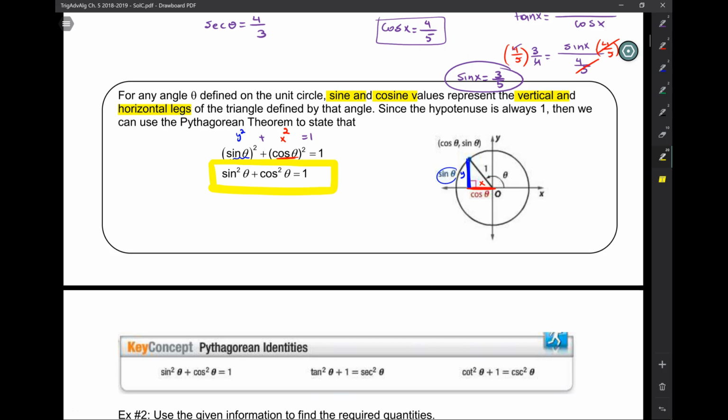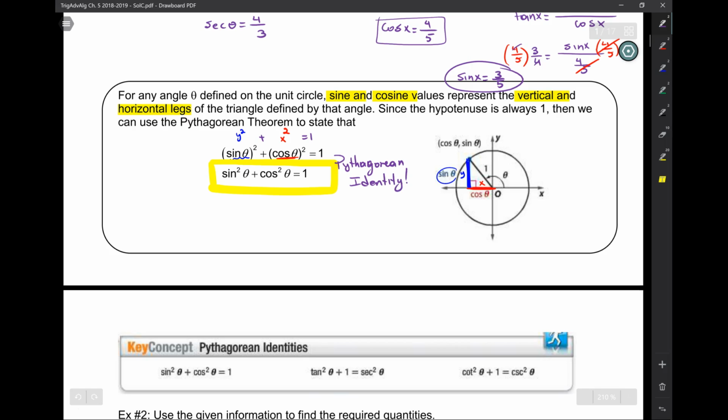So this is one example of a trigonometric identity, a trig identity. Basically, it's a relationship where the left and right equal each other. Now, what theorem did we start with to get this? Pythagorean theorem. So that's why this identity is called the Pythagorean identity. Sine squared theta plus cosine squared theta equals 1 is the Pythagorean identity.